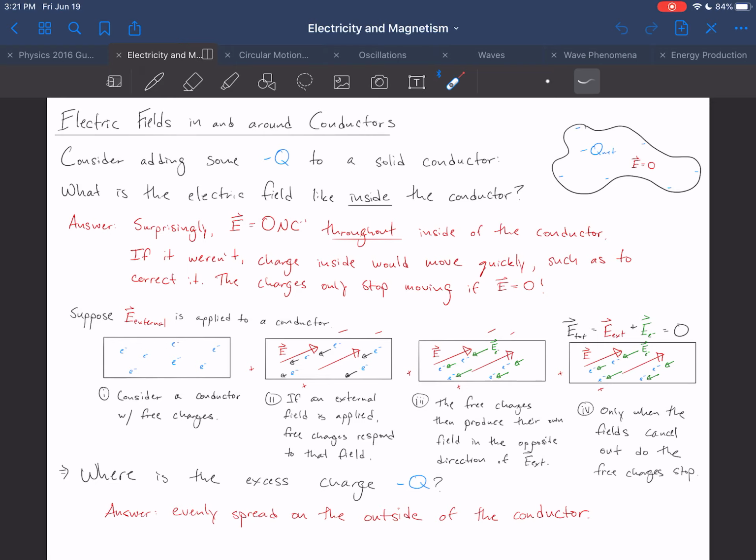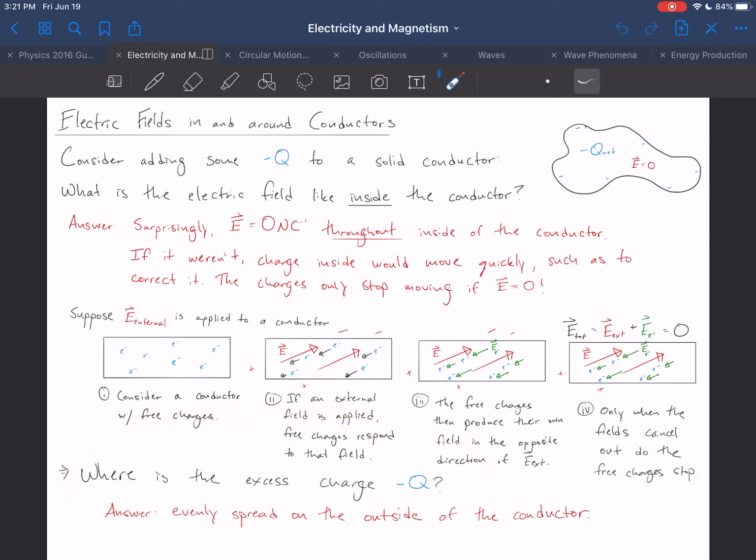And the net result is that anywhere on the inside of this conductor, anywhere the electrons are free to move and move away from where they are, that electric field is 0. And that is a non-obvious result.